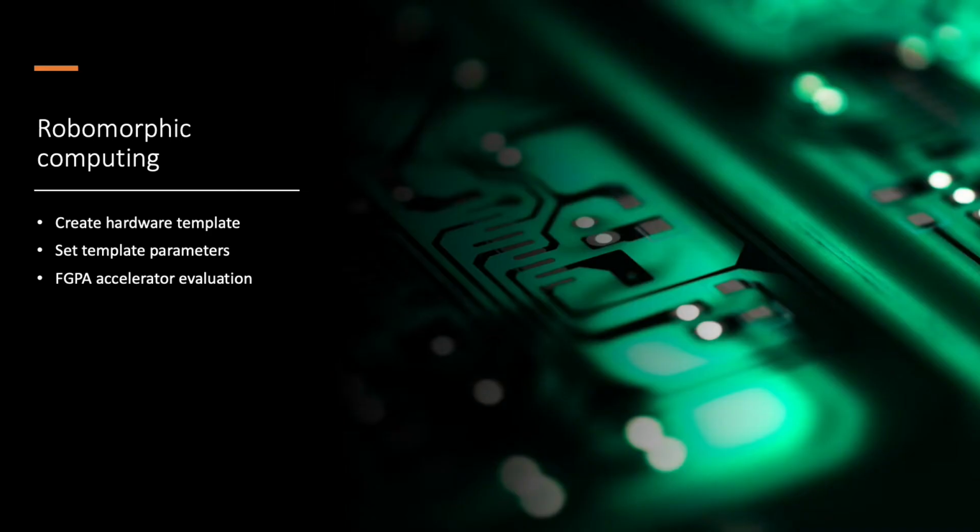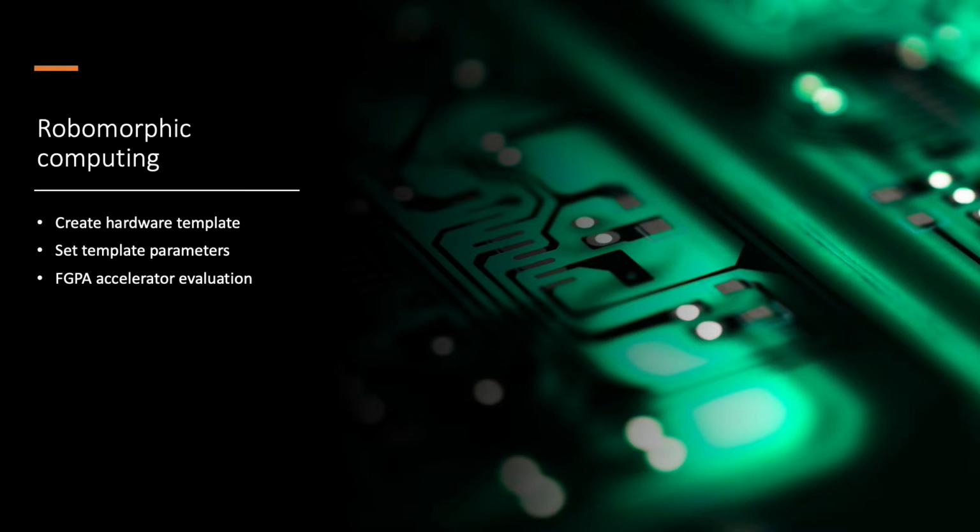Robomorphic computing is a hardware design methodology for robotics accelerators, in which high-level information about a robot model is needed to parameterize the features of the accelerator. And then it has two steps. It includes create hardware template. So an algorithm is parameterized by key components of robot morphology, which include limbs, links, and joints.